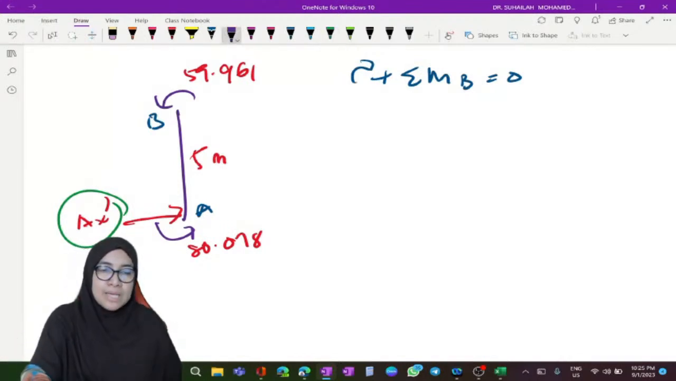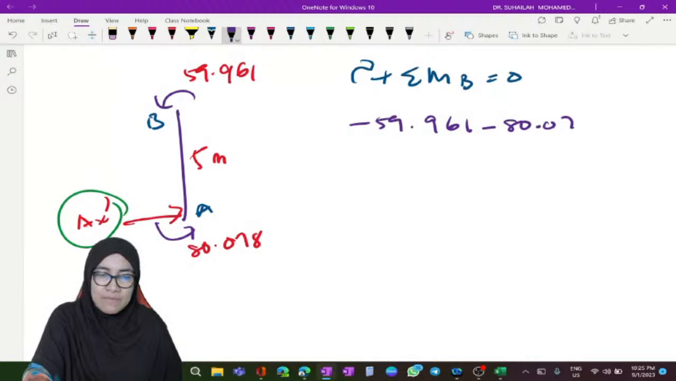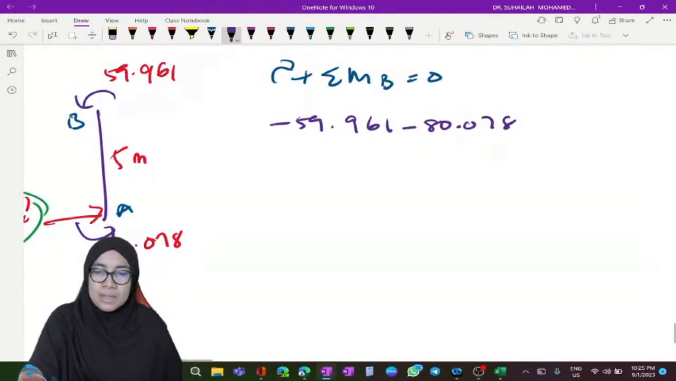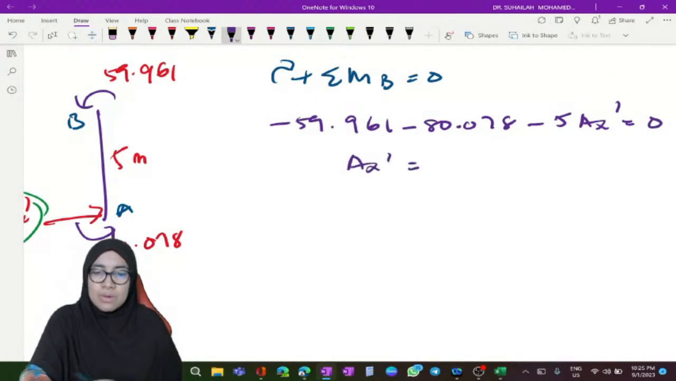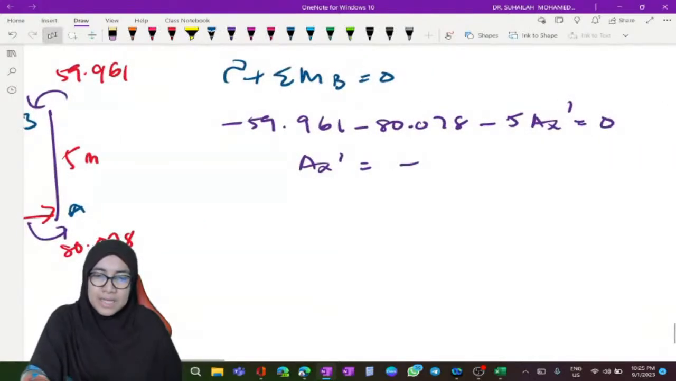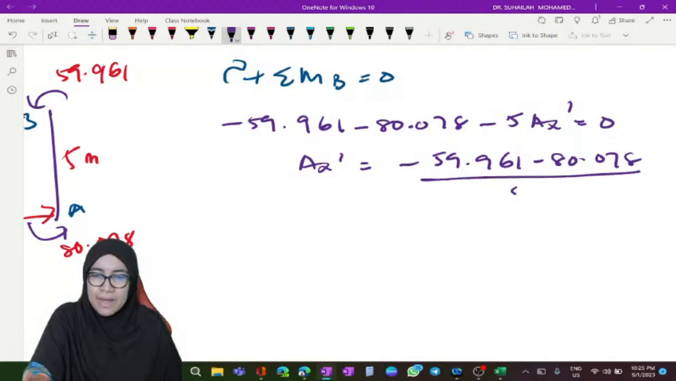Take moment at B, so what we get is negative 59.961 minus 80.078 minus 5 AX prime is equal to 0. So we get AX prime equal to negative 59.961 minus 80.078 divided by 5.